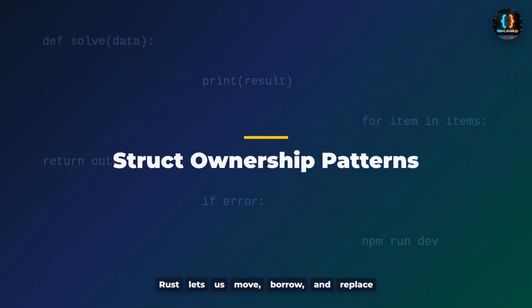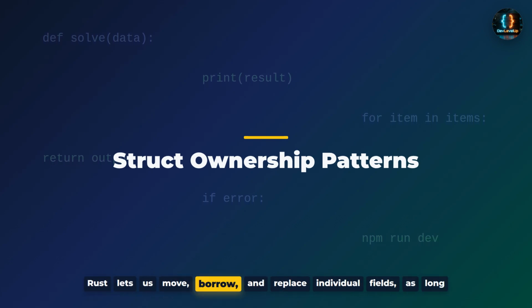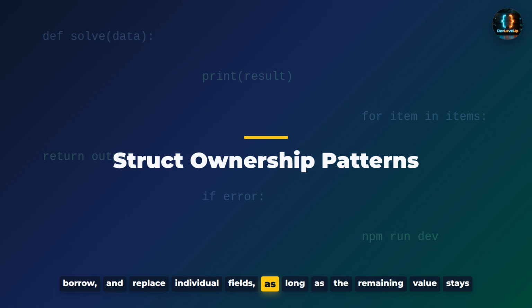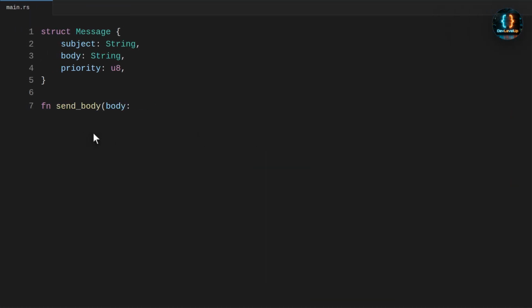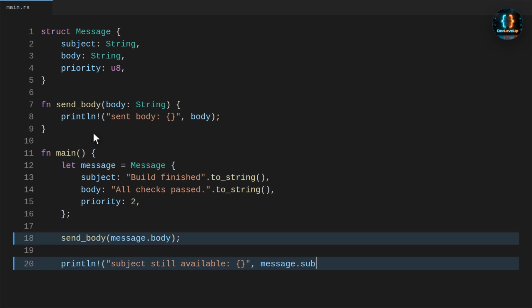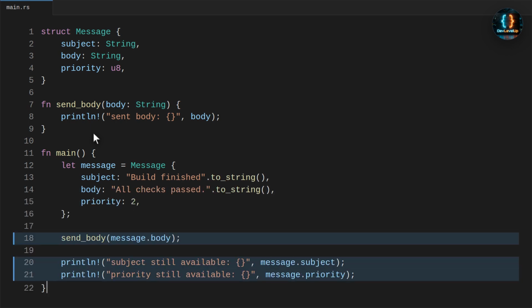Now we move into structs, where ownership becomes more precise. Rust lets us move, borrow, and replace individual fields, as long as the remaining value stays valid. For a queued message, the body may need to move into a send function, while the metadata is still useful for logging. Here, the body is owned by the struct and sending it transfers ownership.